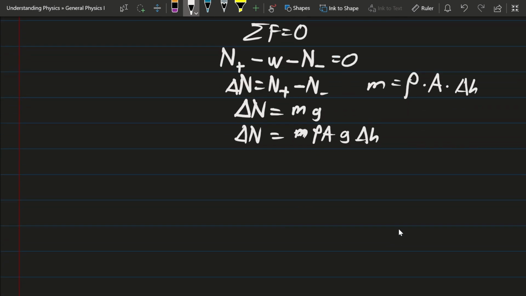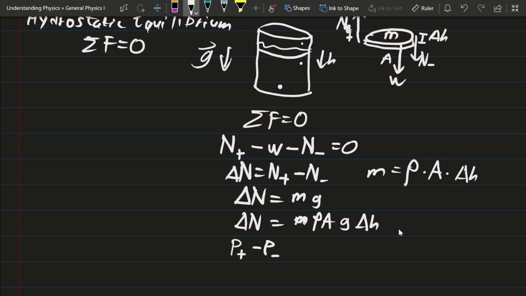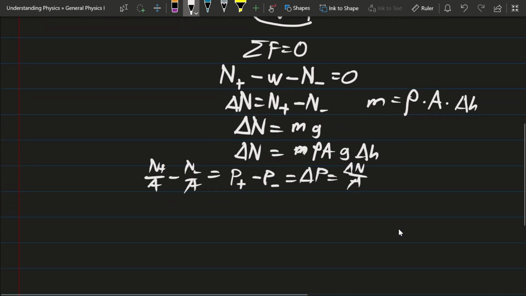So looking at this, you would notice that this change in n over A would later become pressure, right? Well, in fact, it is the positive pressure subtracted by the pressure from the one that's going down. So it's basically the bottom one subtracted by the top. And this will be defined to be delta P. So this comes from n plus over A minus n minus over A, which is basically the change of n over A. There we go.